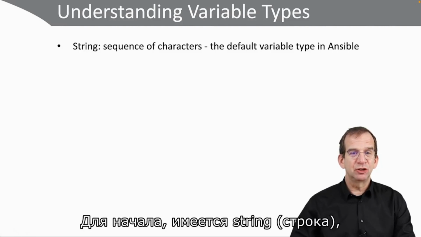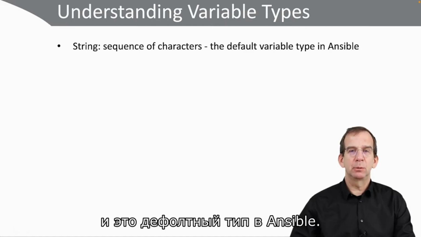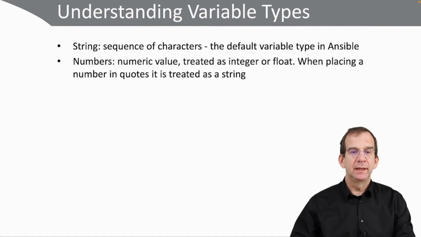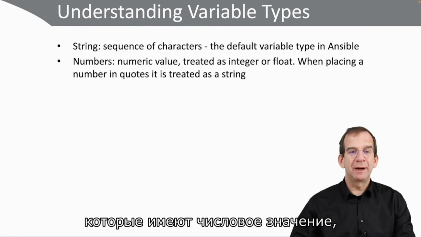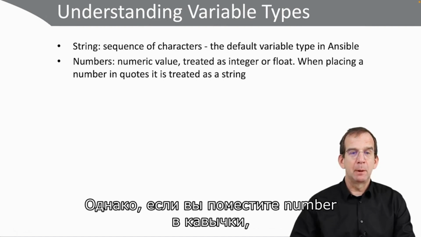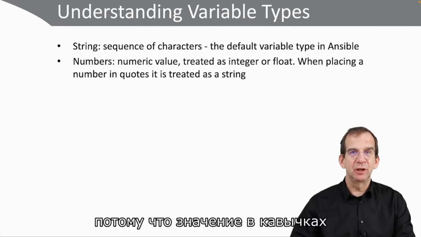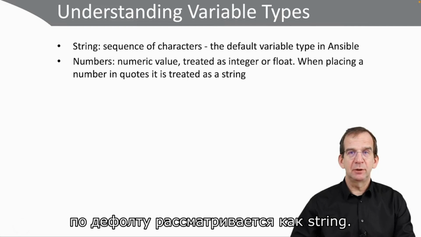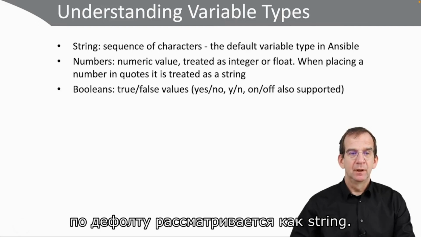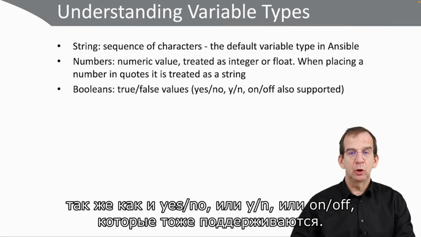To start with, there's the string. The string is a sequence of characters, and it's the default variable type in Ansible. Then we have numbers. Numbers are numeric values which are treated as an integer or as a float. And when placing a number in quotes, it is treated as a string, because any value that is in quotes is treated by default as a string. Then we have booleans, which are true-false values, like yes, no, or y, n, or on, off, which are also supported.